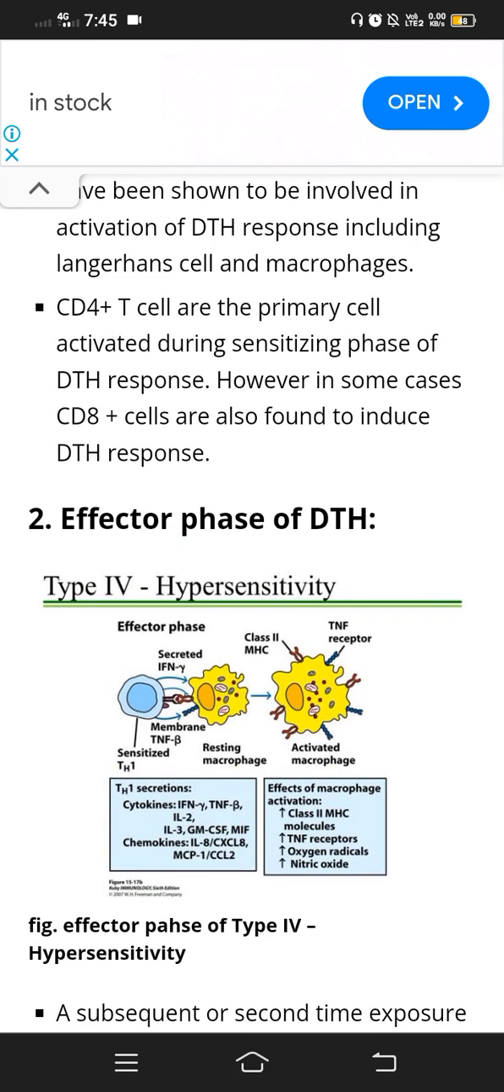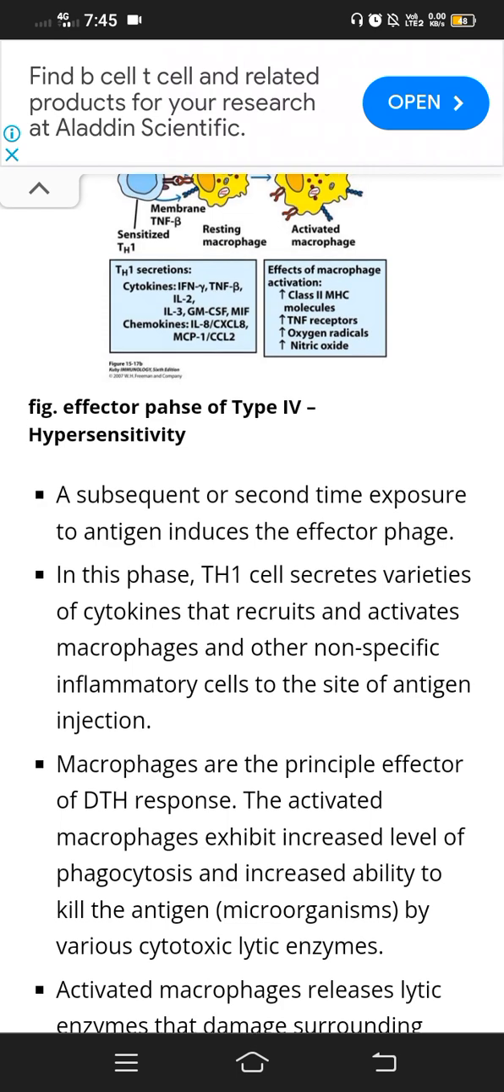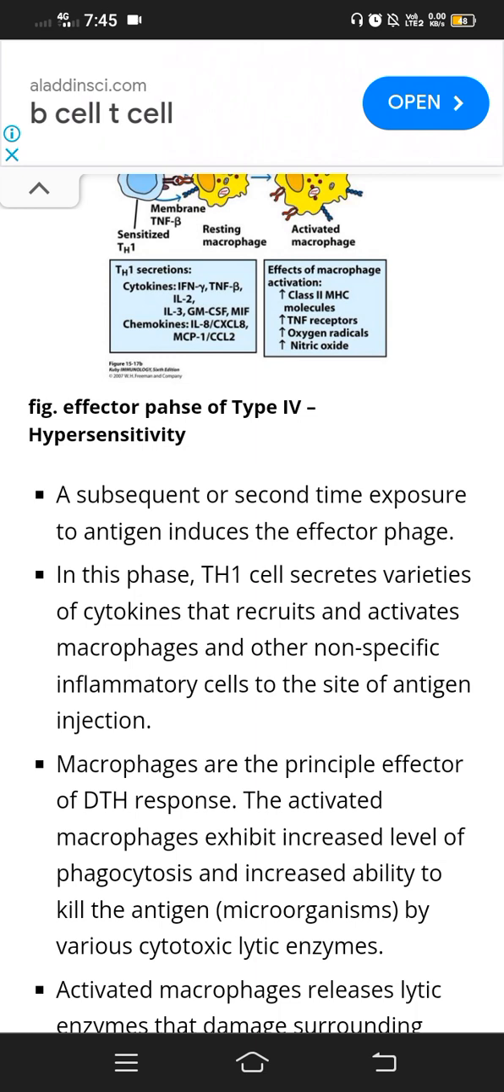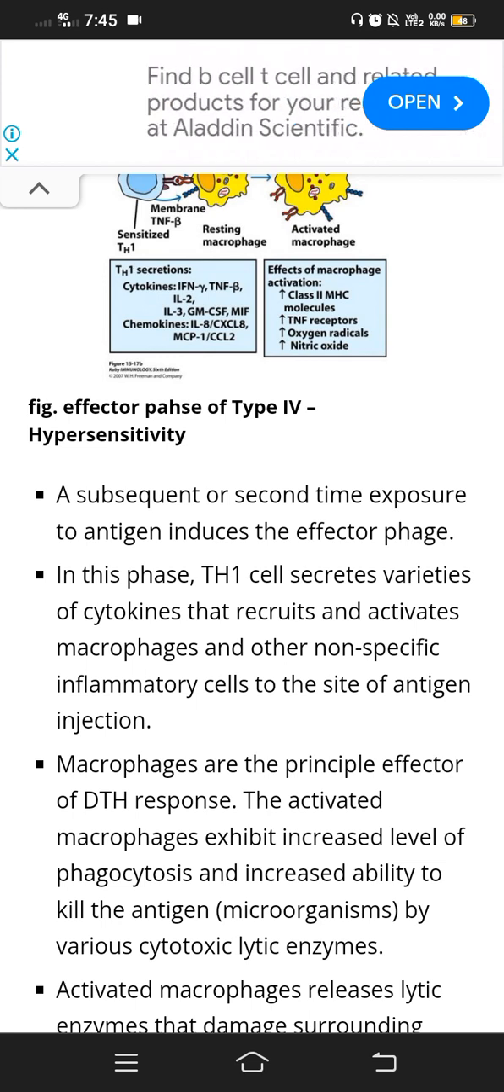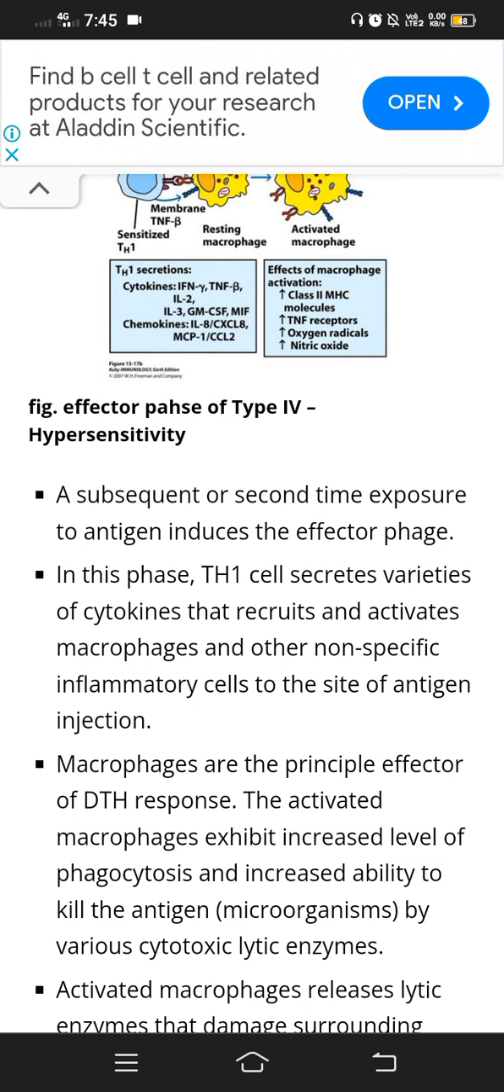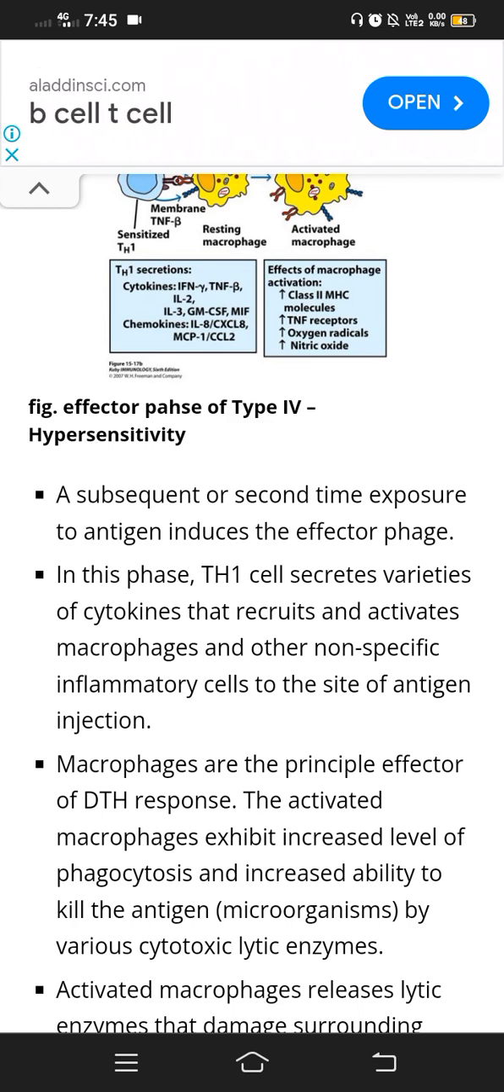Effector phase of DTH. A subsequent, second exposure to antigen induces the effector phase. In this phase, TH1 cells secrete a variety of cytokines that recruit and activate macrophages and other non-specific inflammatory cells to the site of antigen injection. Macrophages are the principal effector of the DTH response. The activated macrophages exhibit increased phagocytosis and increased ability to kill microorganisms by various cytotoxic lytic enzymes.